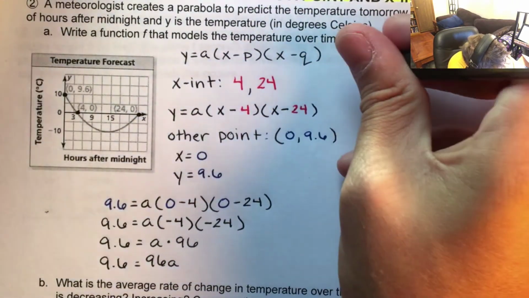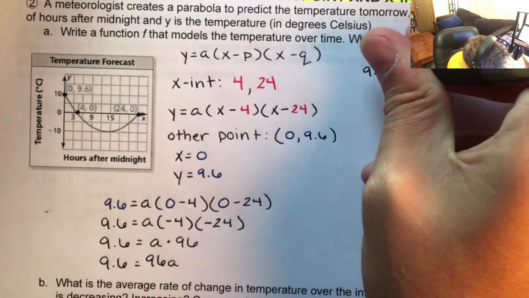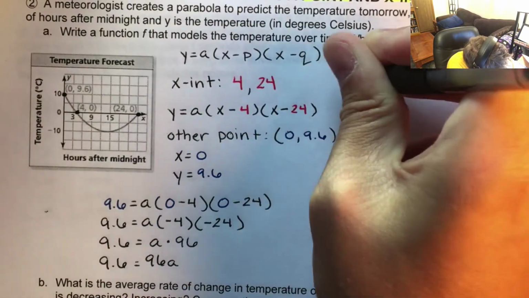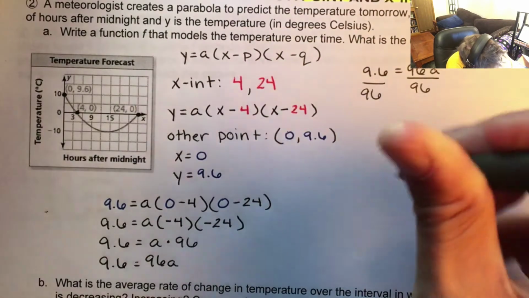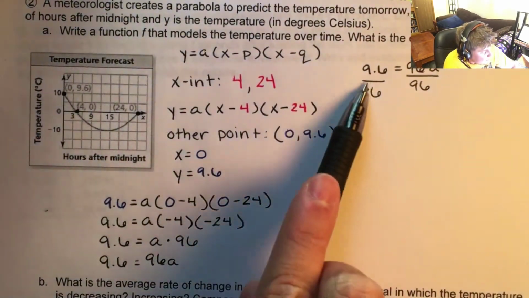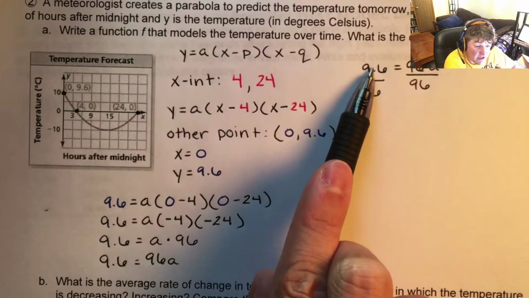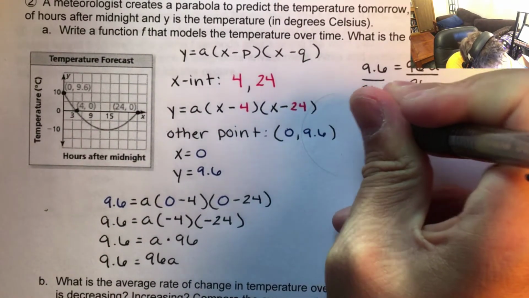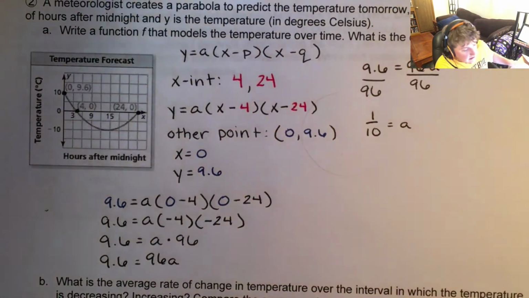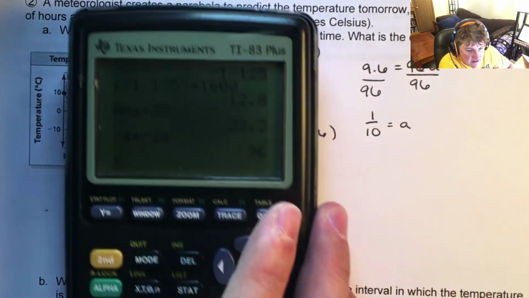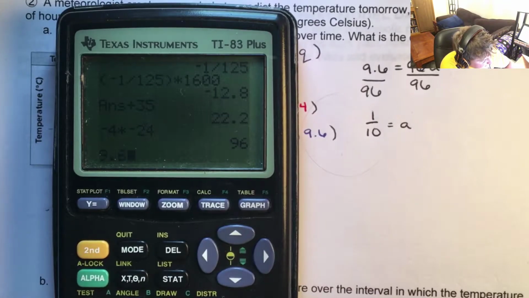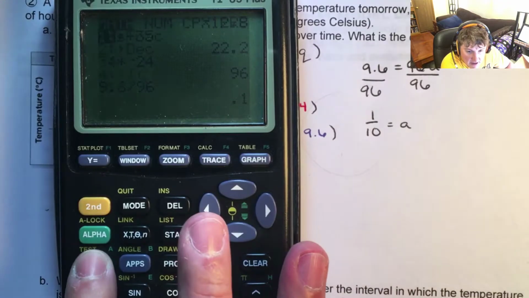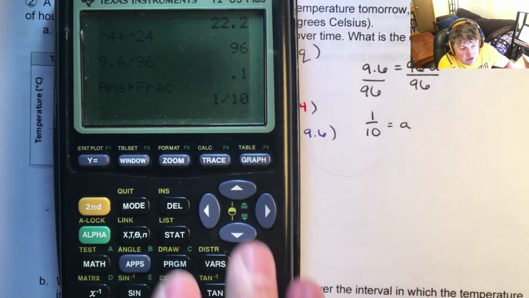Okay, so then here I have 9.6 is equal to 96A. I need to divide by 96 here. Hopefully you can see that they're kind of the same number. This decimal has just been moved one place, so that means this is going to be 1/10, which is equal to A. Again, you can take 9.6 and divide it by 96, and then hit math and then fraction for that first one to get 1/10.